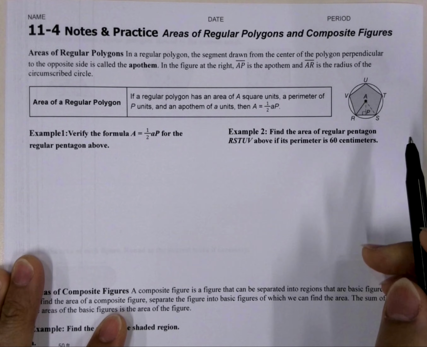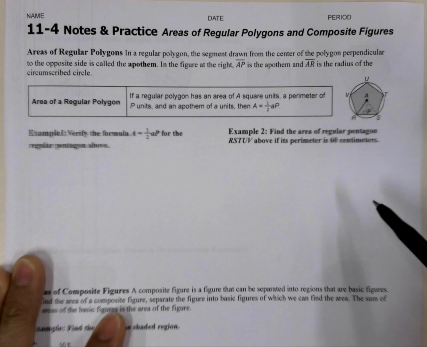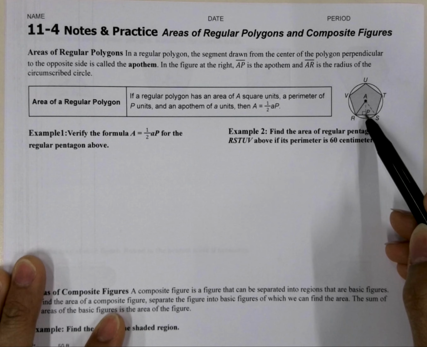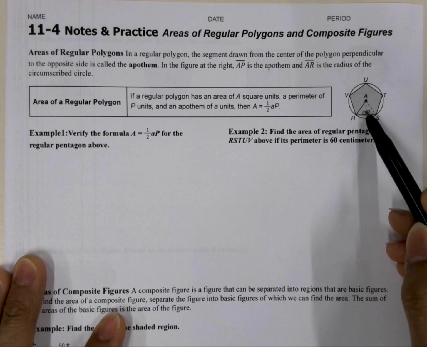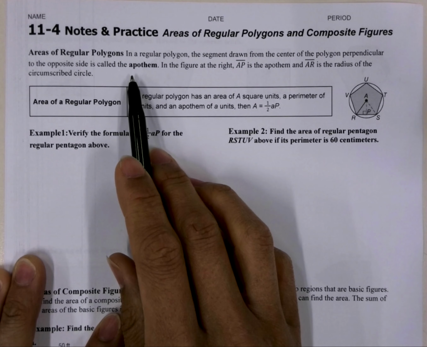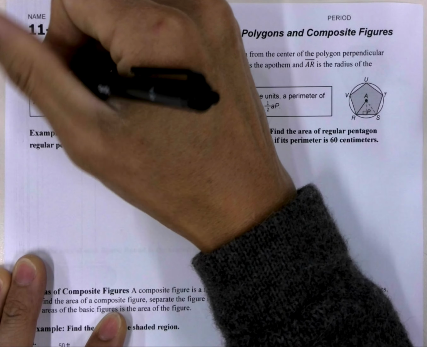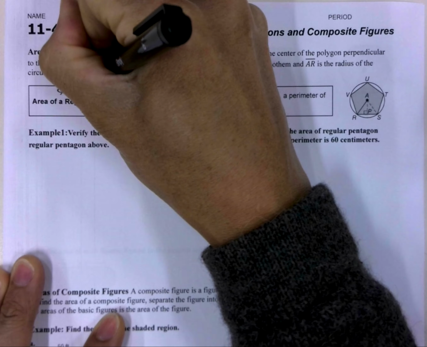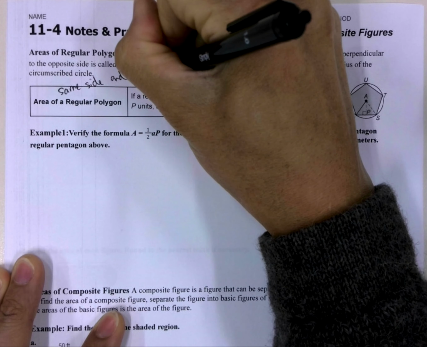And the apothem is the distance from the center of the regular polygon, point A, to the opposite side that forms a perpendicular line, right? So it's 90 degrees. So AP's length is the apothem. And then we need to understand also that a regular polygon has same side measures and angle measures.